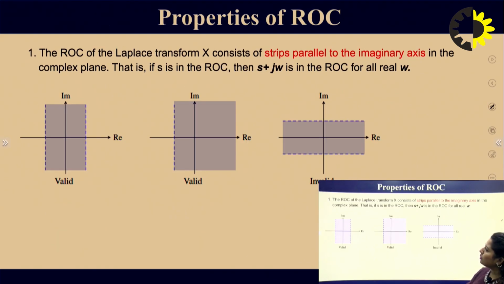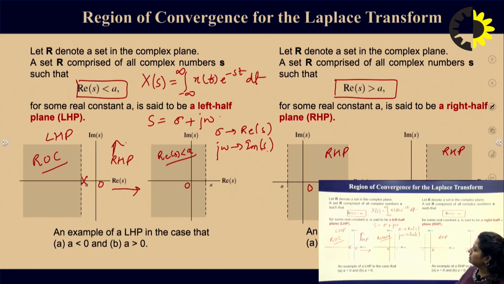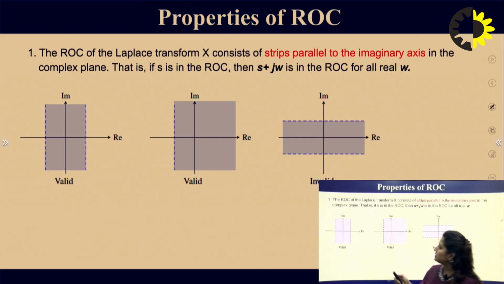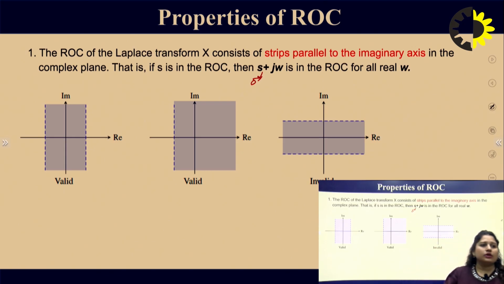There are some properties of the ROCs. The first property: the ROC of the Laplace transform X(s) consists of strips parallel to the imaginary axis. As we have seen here, the ROC is a strip which is parallel to the imaginary axis in the complex plane. That is, if s is in the ROC, then s equal to sigma plus j omega is in the ROC for all omega.